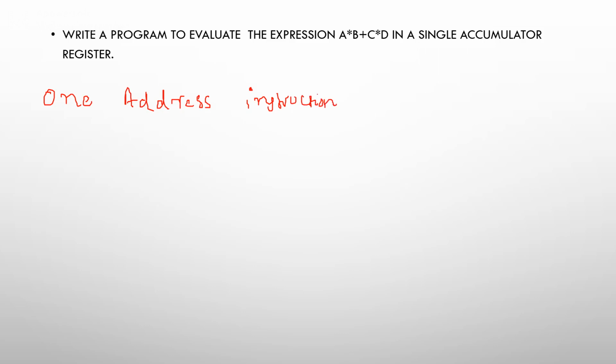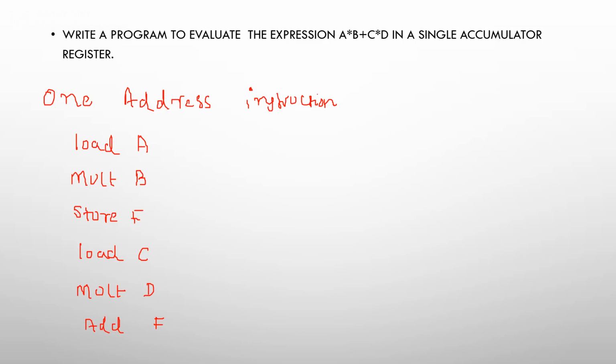It can be written as: initially load A, multiply with B, store it in one more register, I'll take it as F, and load C, multiply with D, add F and finally store the result in S. Store the result in F.